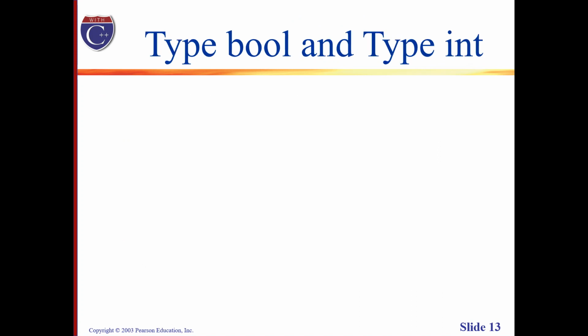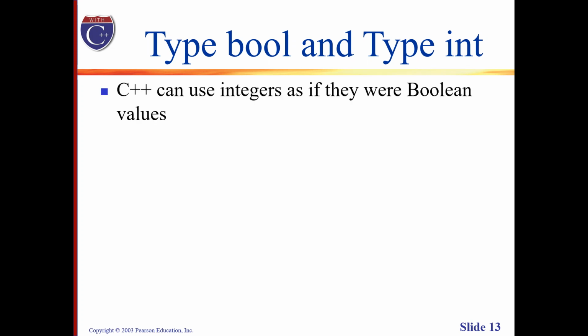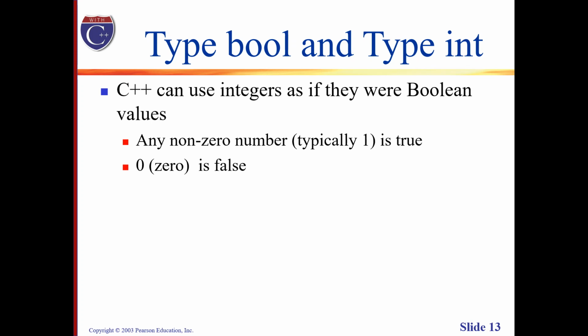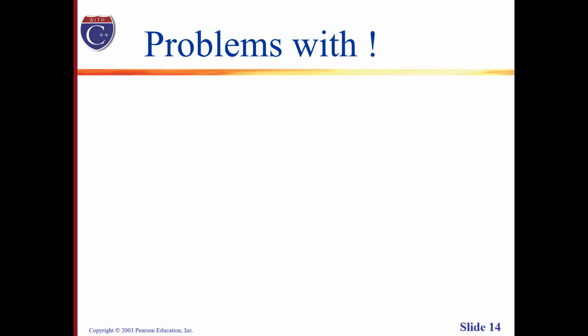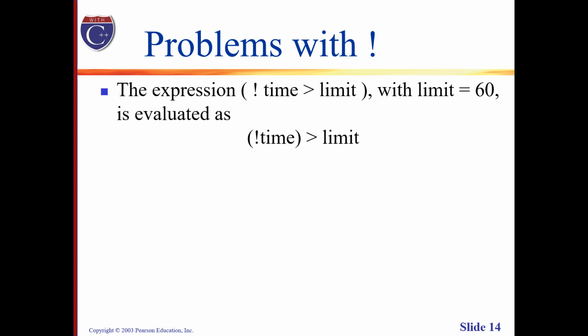Next, let's talk about more of the type bool and the type integer. Of course, in C++, we can use integers as if they were Boolean values. As we've already mentioned, any number that is not 0 would be considered as true. And of course, 0 is equivalent to false. We also need to point out some problems with regards to the not operator. For example, we have the following.